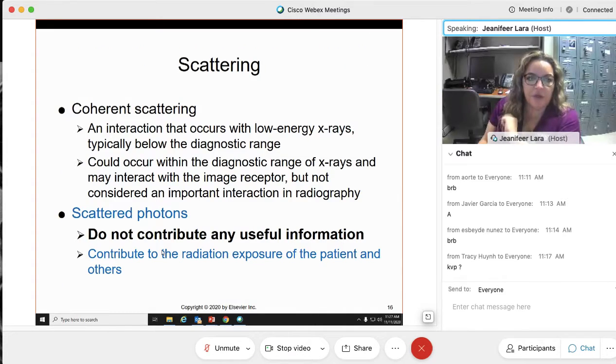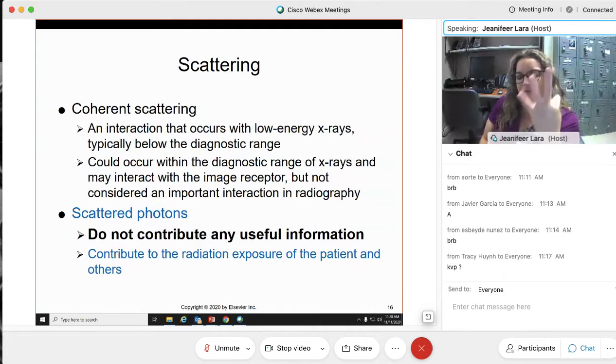Thank you very much. So when we get into scatter, we talked about coherent scatter, classical scatter, and so forth. It does not contribute anything to the image. It does not contribute to differential absorption. Differential absorption is all about the image, whether you have photoelectric absorption, Compton scattering, or transmission. In order to make differential absorption happen, you need the three things that I just said.